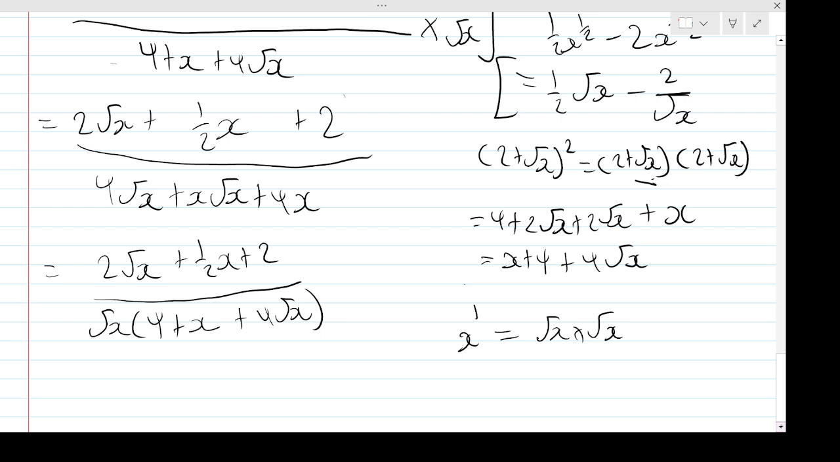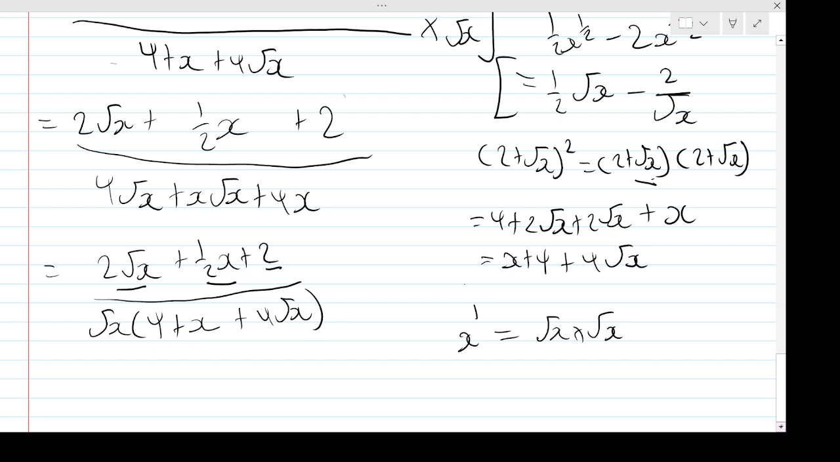We have 2 root x, a half x and 2 on the top, and 4 plus x plus 4 root x on the bottom. Okay, well, we actually should notice now they kind of resemble each other. They're the exact same sort of powers of x, right? I have a root x here and here. I have an x term here and here, and I have a number here and there.